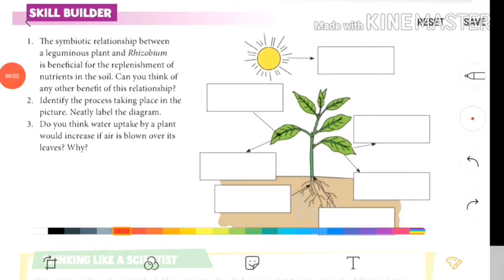Okay guys, today's homework is question number 2. Identify the process taking place in the picture. Fill this in from the textbook, which is given in the figure. This is the name of the process.